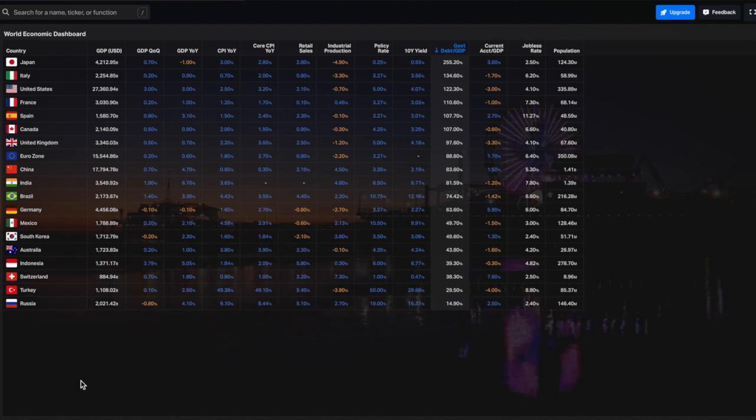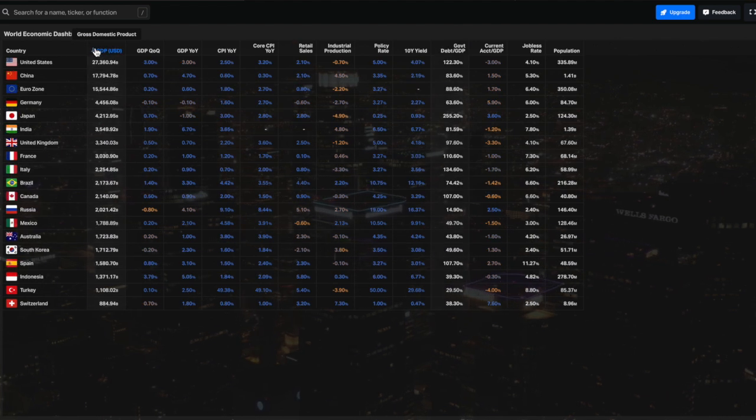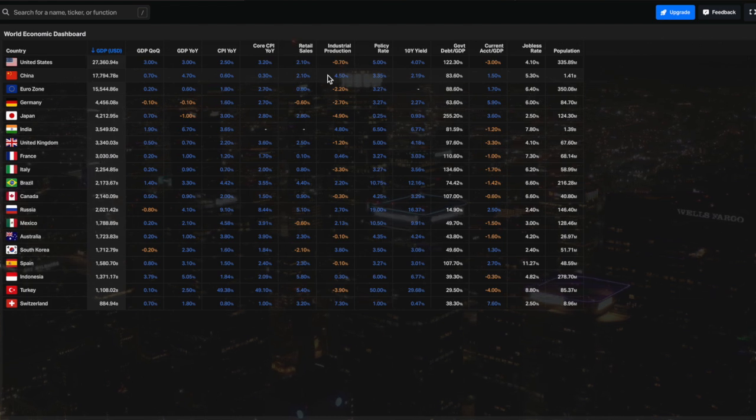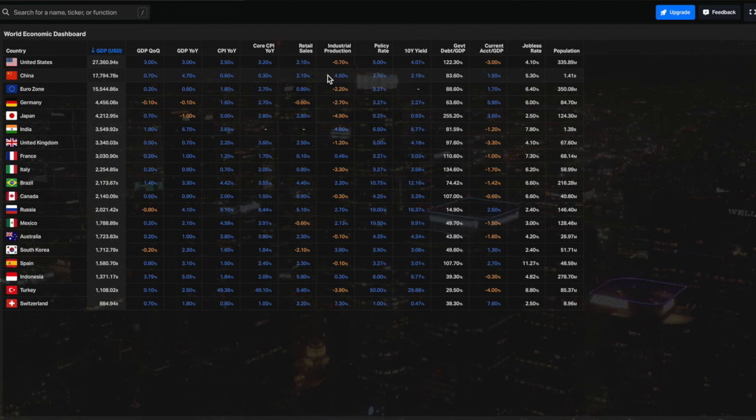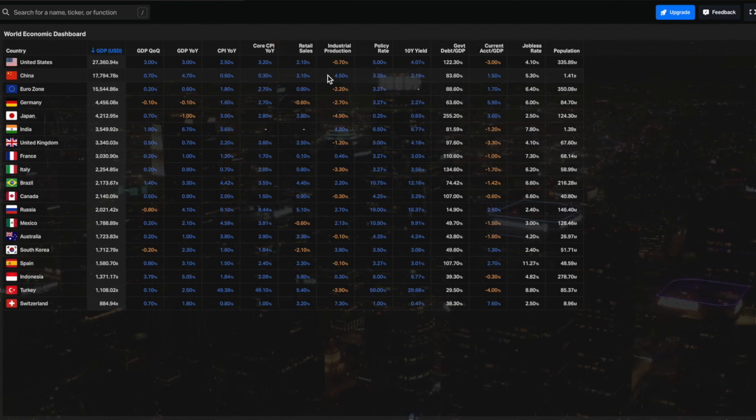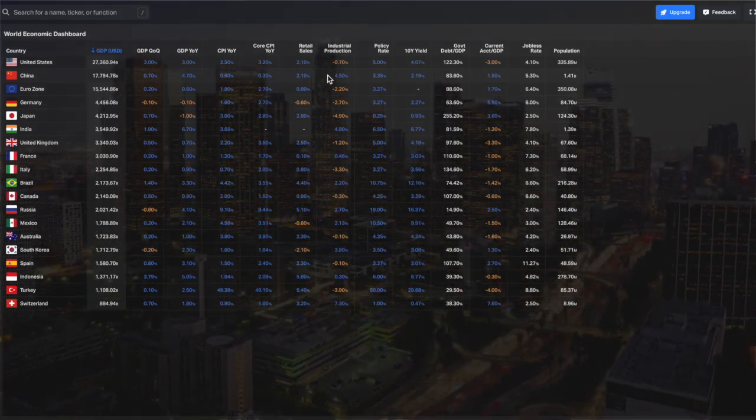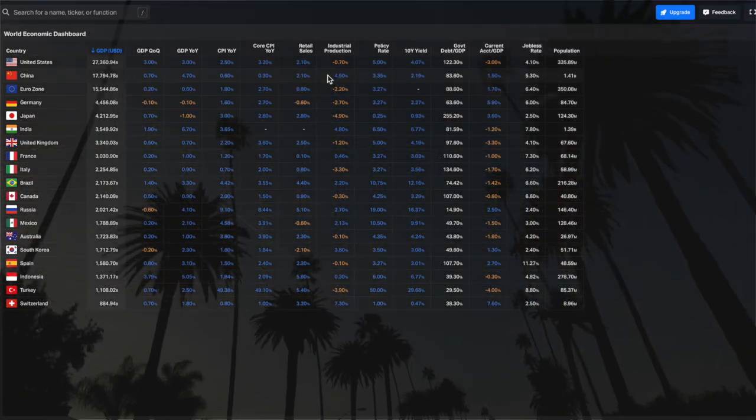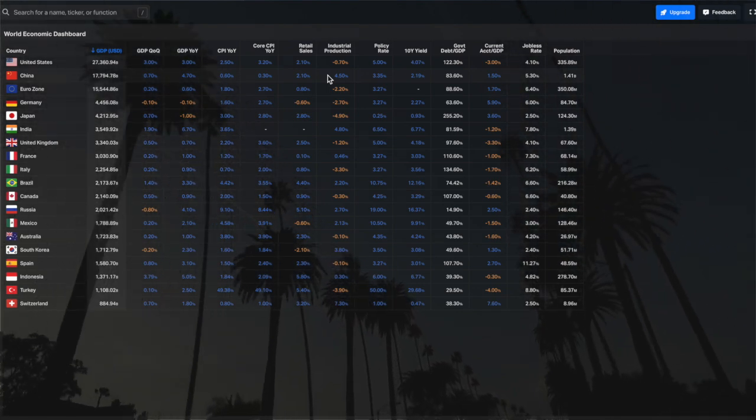So what do we have? First of all, let's organize things by GDP, shall we? Though this is in USD. As we can see, at the top we have the United States with a GDP, so I guess these are the 2023 numbers, 27 trillion US dollars, which is the biggest in the world, followed by China with 17 trillion US dollars. Then the Eurozone with 15 trillion US dollars.